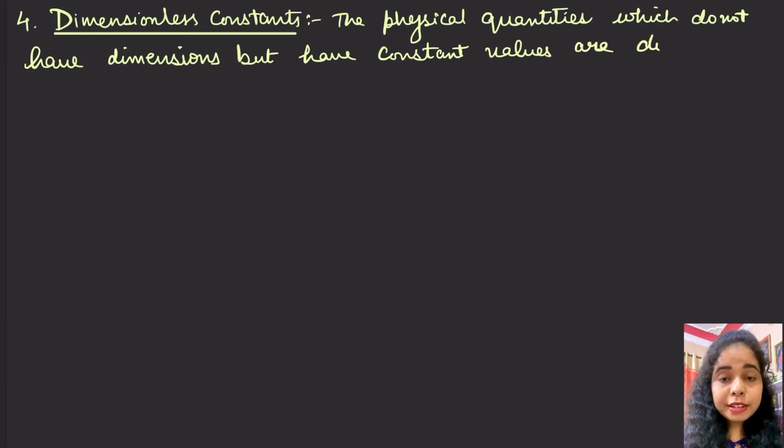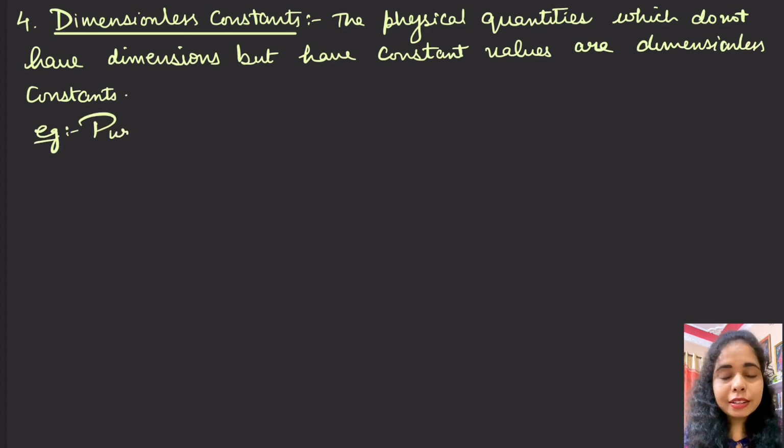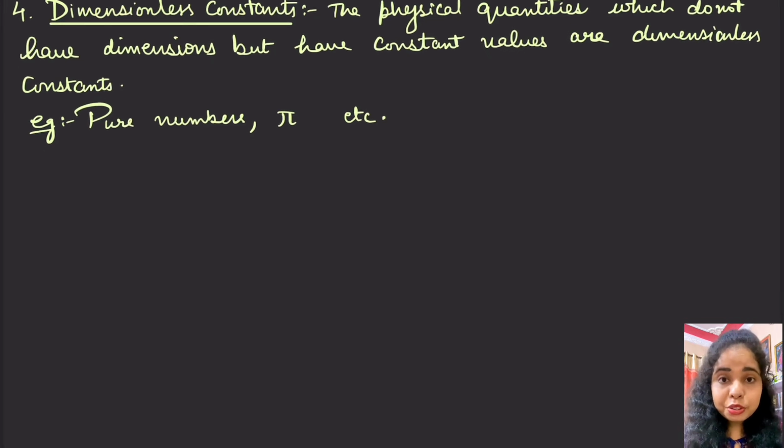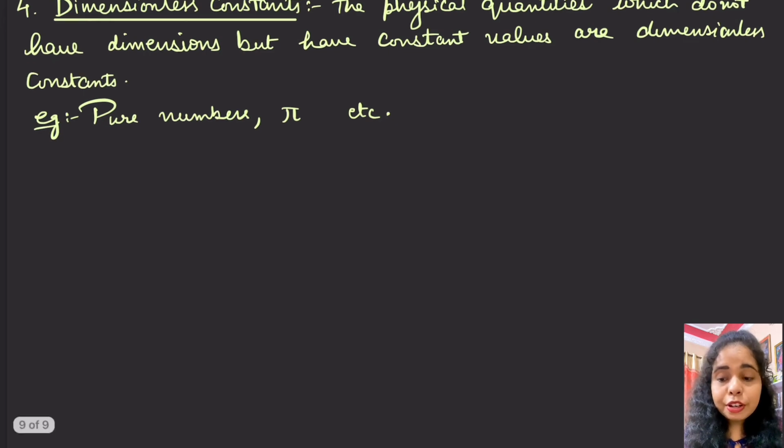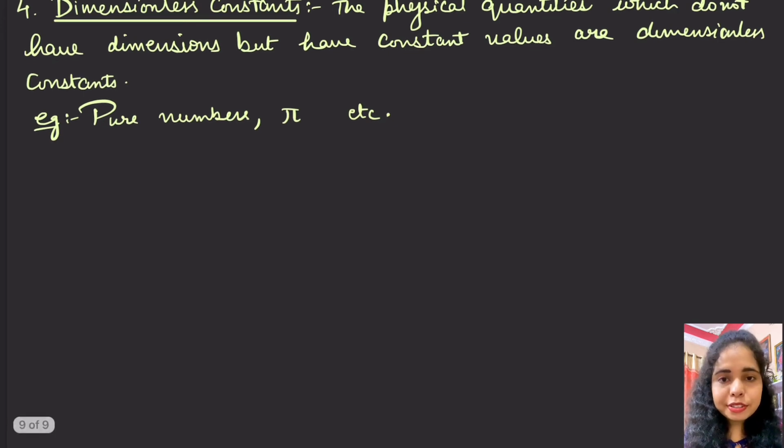So there are so many numbers, that is, there are pure numbers which have constant values, but these numbers do not possess any kind of dimensions. Therefore, all the pure numbers are examples of dimensionless constants. For example, 5. 5 is a fixed value, but it does not have any kind of dimension. Therefore, pure numbers are dimensionless constants. And similarly, pi, it has a fixed value, but it does not possess any kind of dimension. Therefore, it is again a dimensionless constant.